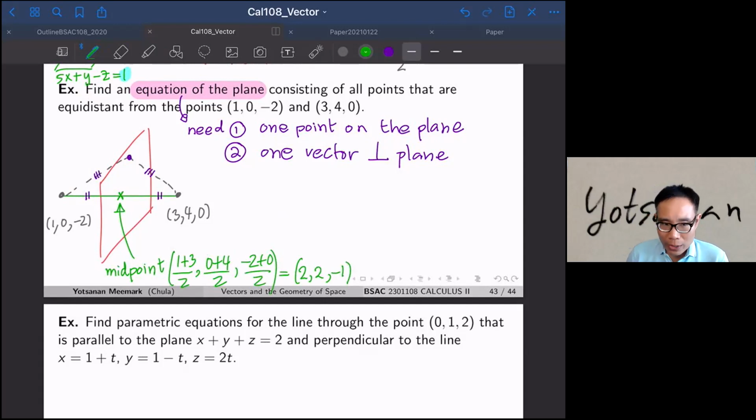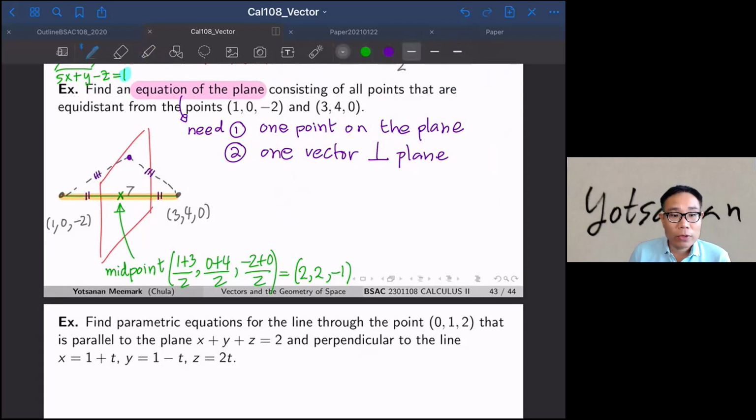And you need one vector, the one that is perpendicular to the plane. You can see right in front of you this orange vector. This orange vector will be the vector that is perpendicular to the plane.